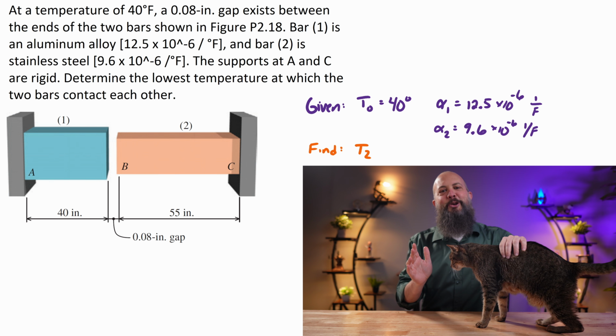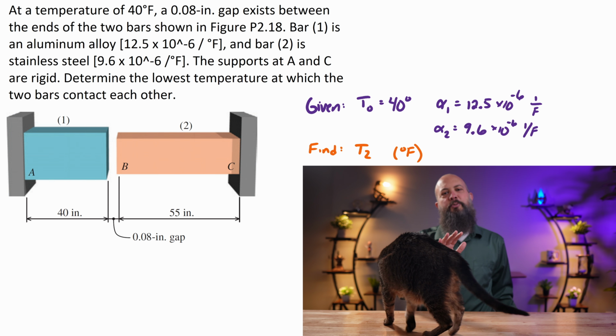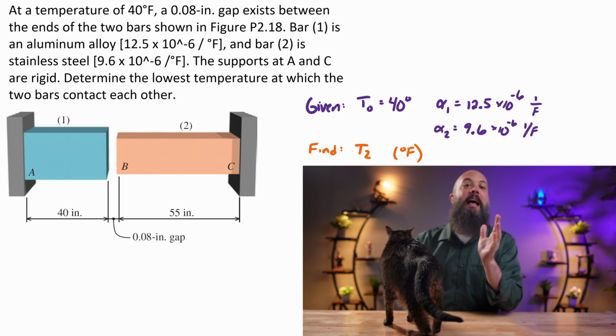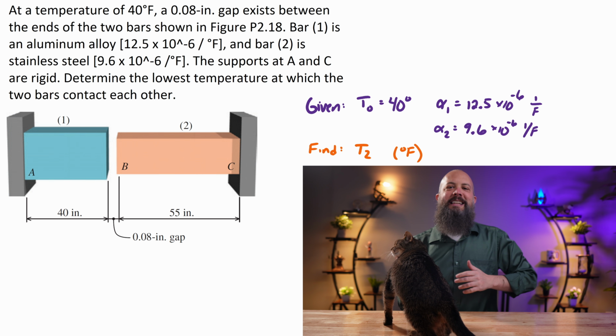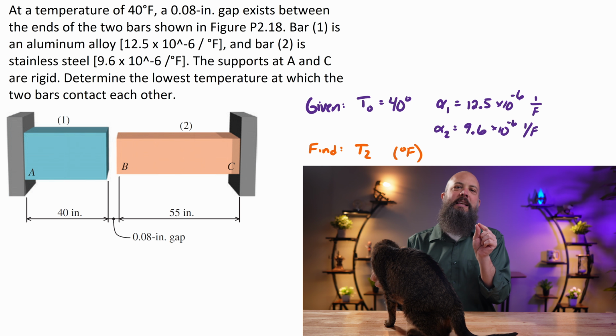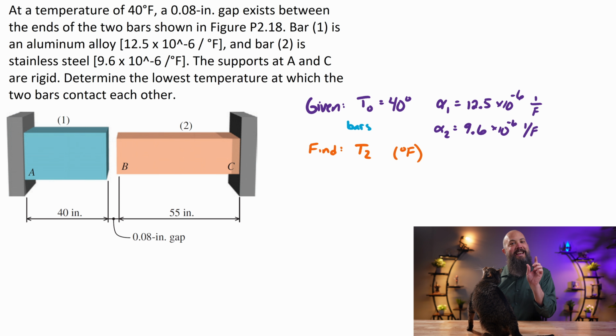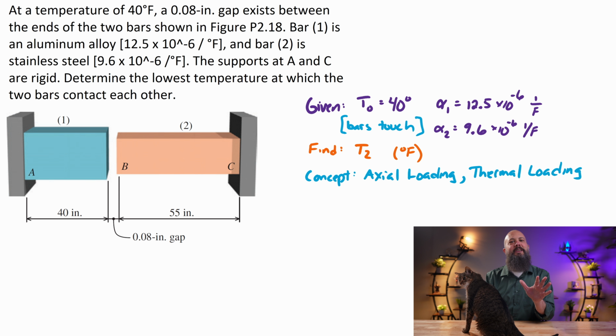So we're going to show you how to write the proper compatibility equation, which is going to make solving this problem a lot easier than it might at first seem. So I write out my givens and finds, and I'm looking for the temperature that's going to make it so that the two bars just barely touch. So that means this is not an indeterminate problem, right? An indeterminate problem is going to involve a lot of extra steps. But since they're just barely touching, this is actually one of the easiest versions of a gap problem.